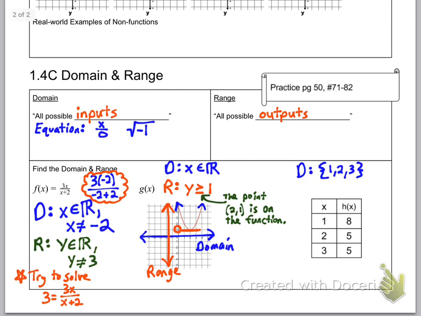All right, for this last example, this is an example of a discrete function. In other words, there are just specific points in the function. We don't have any other information, no graph, no equation. So the domain is only what we see there in the x column. The domain is 1, 2, and 3. The range is just what we see there. So the range is 8 and 5, and I put curly brackets around that.